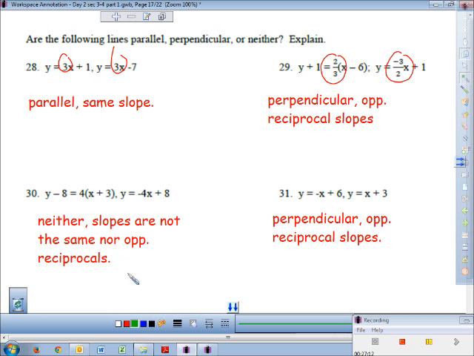On 30, that was a neither. This slope is 4, that slope's -4. Those are not the same nor are they opposite reciprocals, so that's a neither. And then 31 is the big optical illusion. That slope is -1, which is also -1/1. This slope is 1/1. Those numbers are opposite reciprocals, so that's why those were perpendicular.